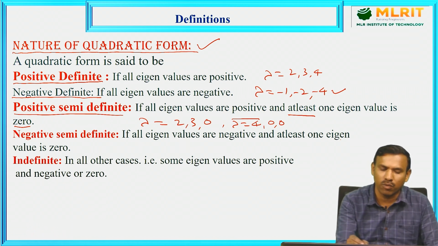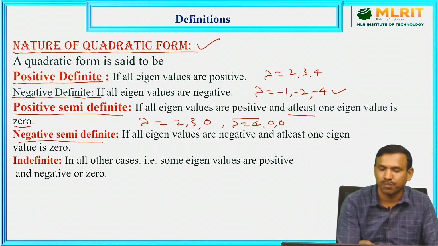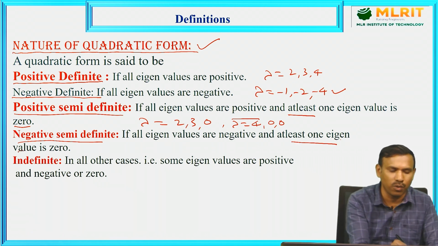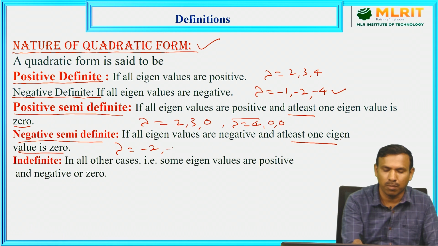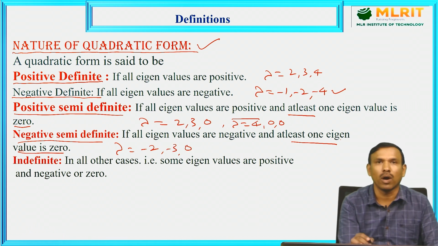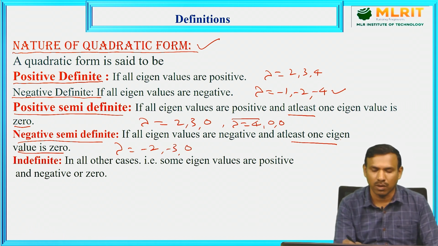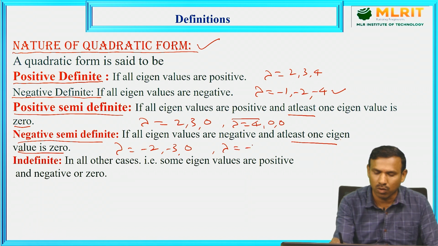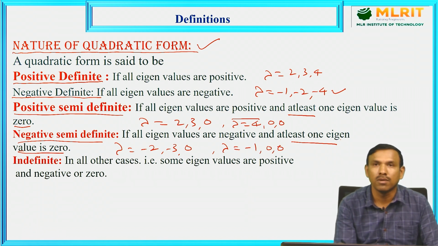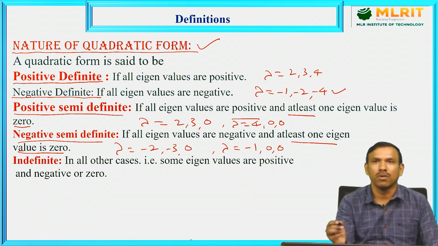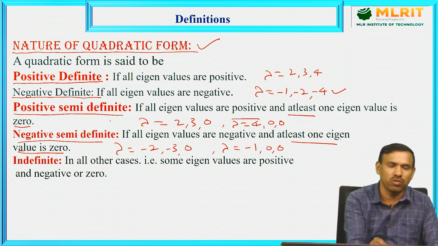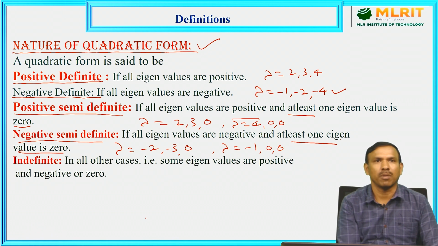Similarly, we can define negative semi-definite. If all eigenvalues are negative and at least one eigenvalue is 0. Let us say lambda is equal to minus 2, minus 3 and 0. Two eigenvalues are negative, another one is 0. Or suppose lambda is equal to minus 1, 0, 0. One eigenvalue is negative, remaining are zeros. At least one 0 and remaining negative. That is negative semi-definite, and for positive, at least one 0 and remaining positive is positive semi-definite.